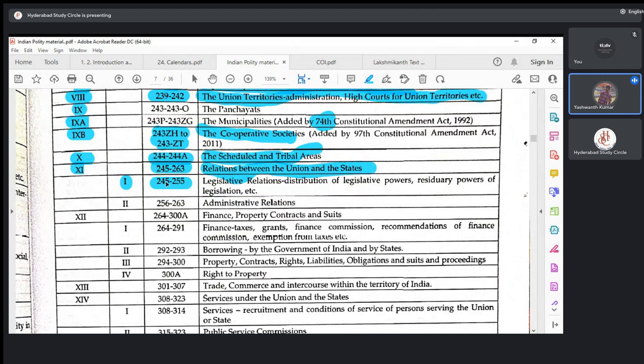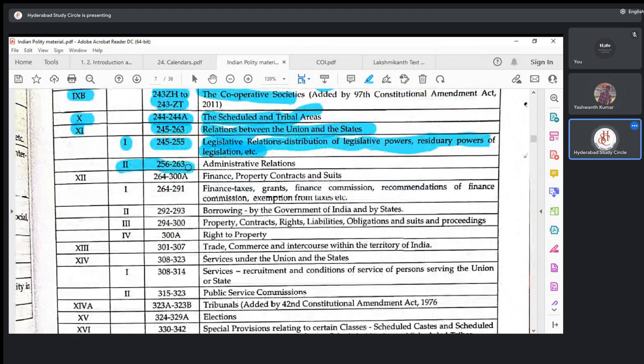Chapter 1, Article number 245 to 255, legislative relations, distribution of legislative powers, residuary powers of legislation, etc. So please write down there. Article number 248 is the residuary powers. Residuary means what is not given in the Schedule 7, it all comes under the residuary powers. Residuary powers of the legislation, Article number 248.